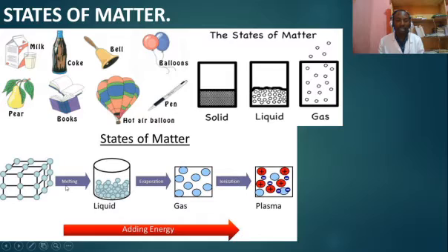Now you see that through melting, you can take a solid to a liquid. You can take a liquid to a gas through evaporation. You can take a gas to plasma through ionization. You are going to know this when you go to higher level with biology.